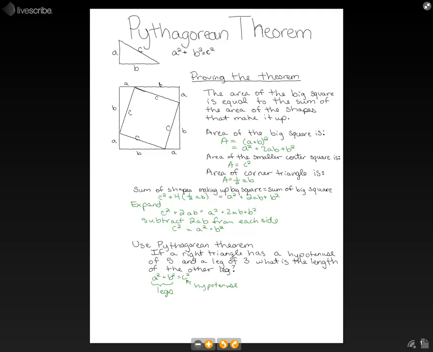So we know a is going to be one of the legs, so we'll say that is equal to 3, and c is equal to 5. So now we just need to substitute: 3 squared plus b squared equals 5 squared. And for our math, 9 plus b squared equals 25. b squared is equal to 16. And if we take the square root of both sides, we'll get b equals 4.